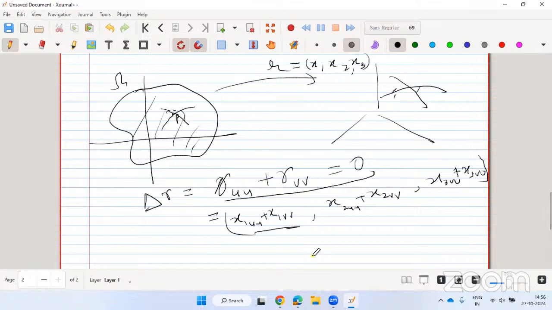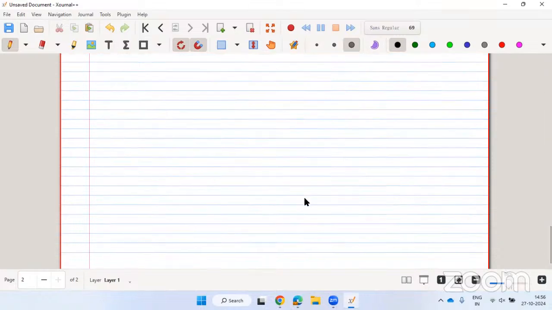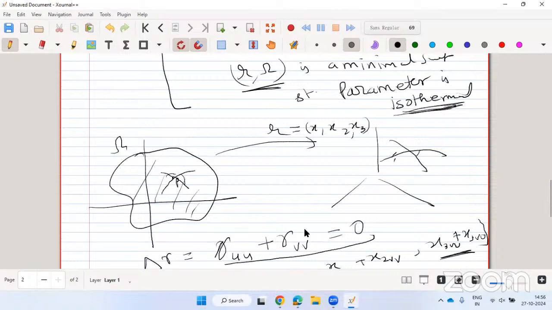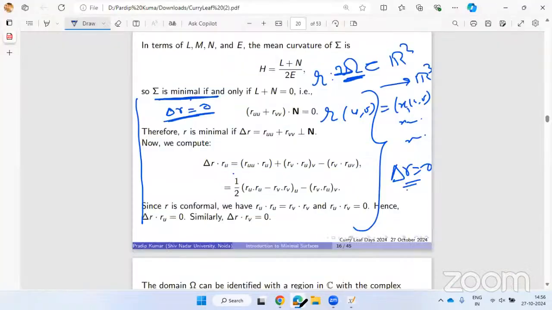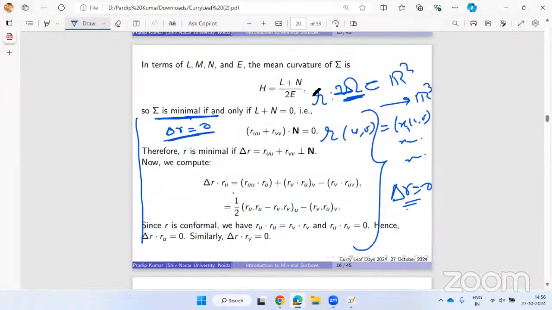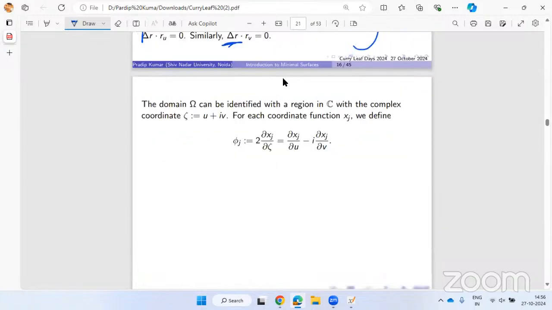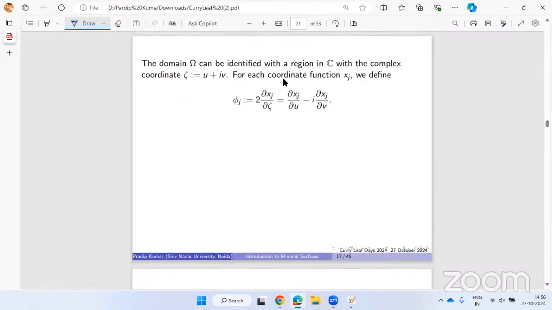This means that each of these xi's is a harmonic map. So this is very path-breaking in the theory of minimal surfaces. Geometric thing, minimal curvature means saddle point. You are relating it with complex analysis, harmonic or complex analysis, and then it helps us to stretch a little bit more. Stretch a little bit more means what?